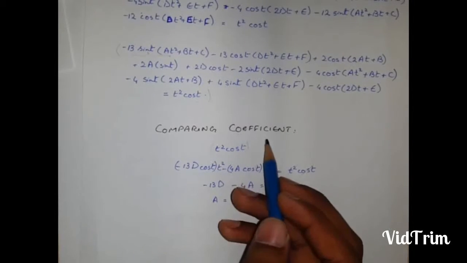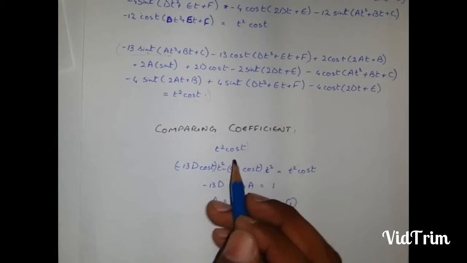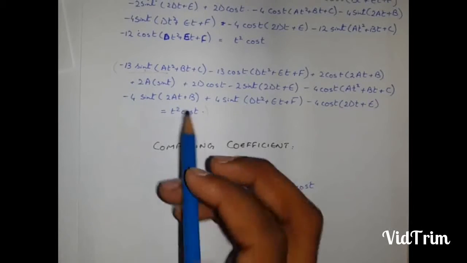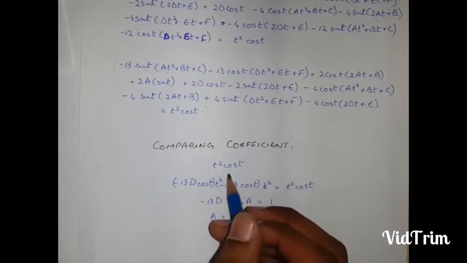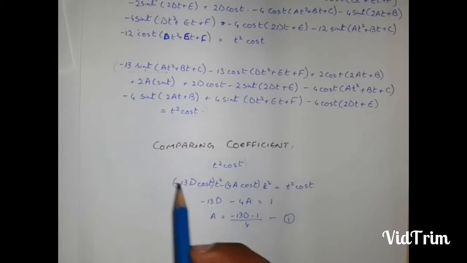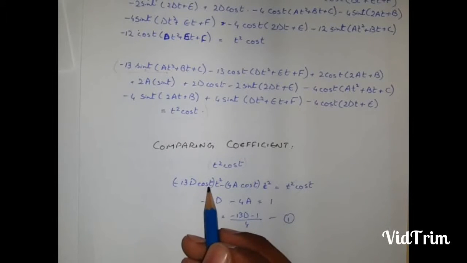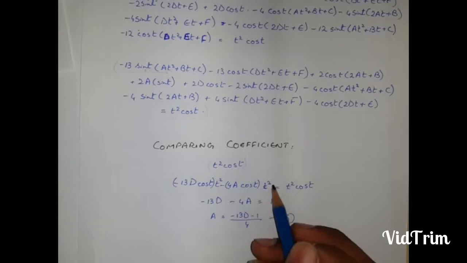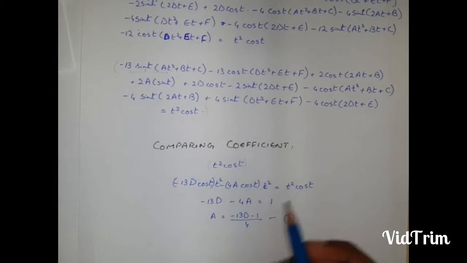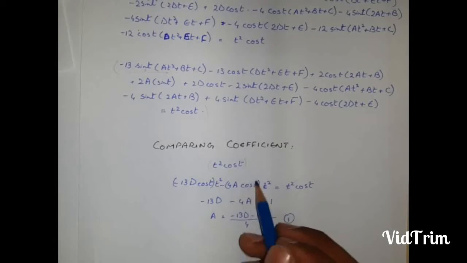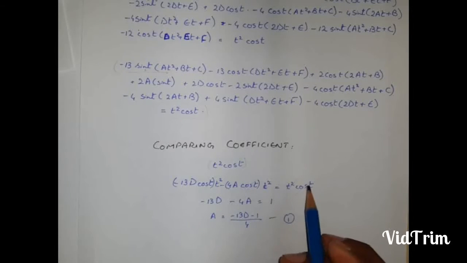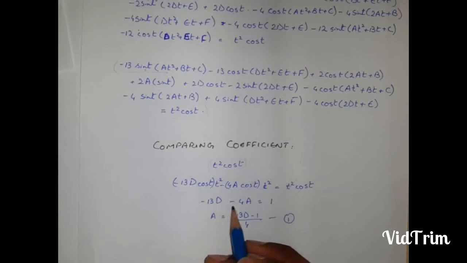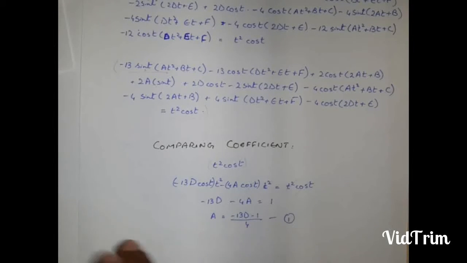Now compare coefficients. First we have the highest power, t square cos t. So minus 13d t square cos t minus 4a t square cos t is equal to t square cos t. It will be cancelled by these two and this will be cancelled by this. So minus 13d minus 4a is equal to 1. Now our equation will give a is equal to this.